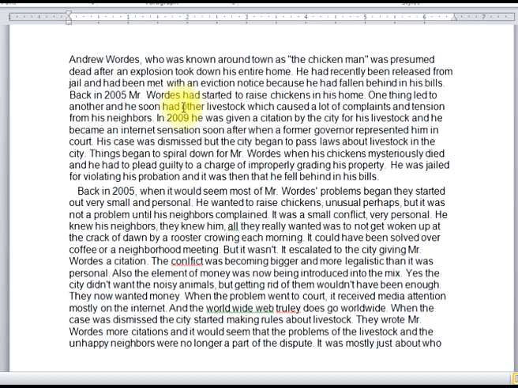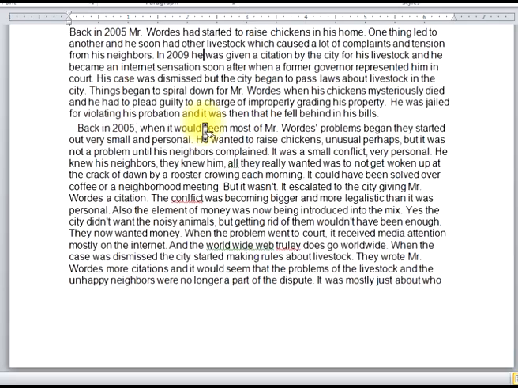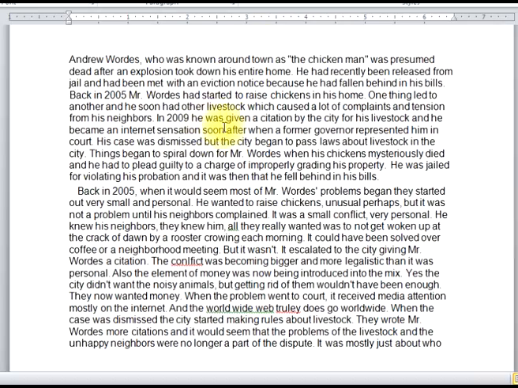The summary is decent. Words is presumed dead after explosion. He had recently been released from jail, met with an eviction notice. Okay, back in 2005, he had started to raise chickens in his home. One thing led to another, and other livestock. Then he got a citation. So, we get a summary here. I think it might be better arranged, but nevertheless, it does the job, all right? Because the student knows enough about how to write a summary that he or she is not rewriting the article. She's trying to pick the major events and just give us a sort of capsule picture of it.